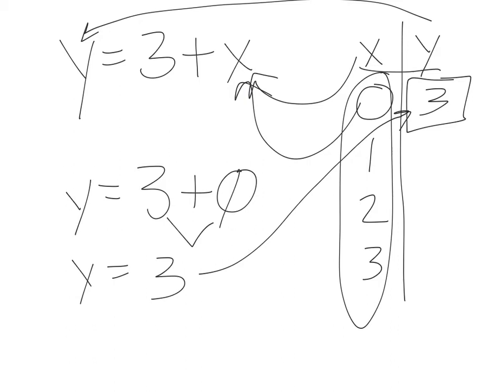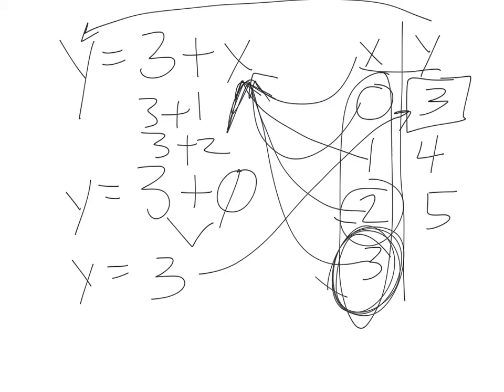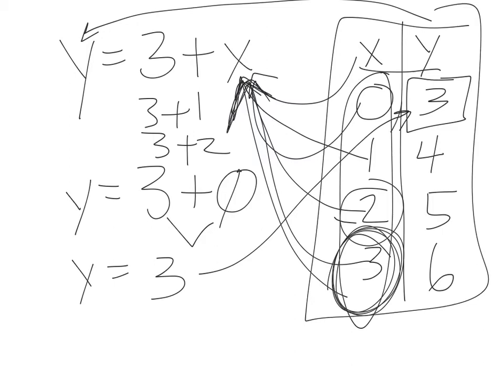I will do the same for 1. I will put in 2, and I will put in 3. So when x is 1, we have 3 plus 1, so y equals 4. When x is 2, we have 3 plus 2, so y equals 5. And our last one, when x equals 3, we plug that in. 3 plus 3, y equals 6. So now that I have my points ready, these are now considered ordered pairs. So now I have (0, 3), (1, 4), (2, 5), and (3, 6). I am ready to graph these points.